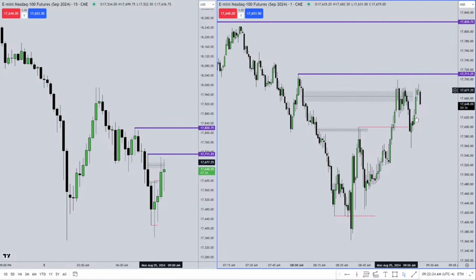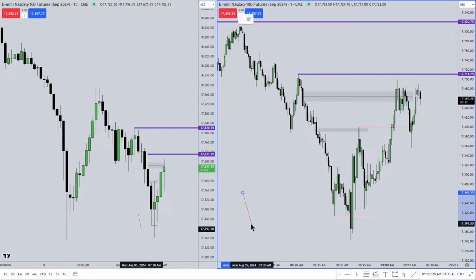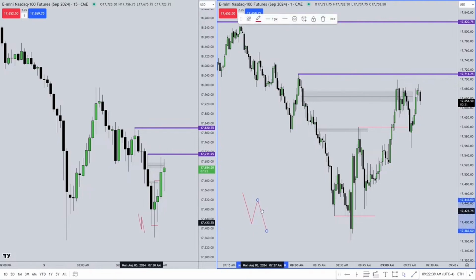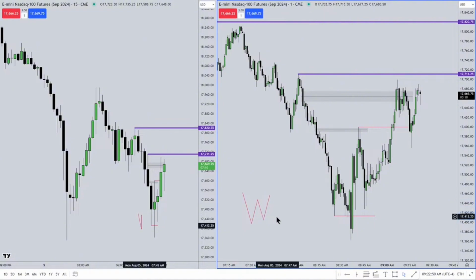It would be a low that has a slightly higher low. In common terms, it's referred to as a failure swing. Okay, so a failure swing.